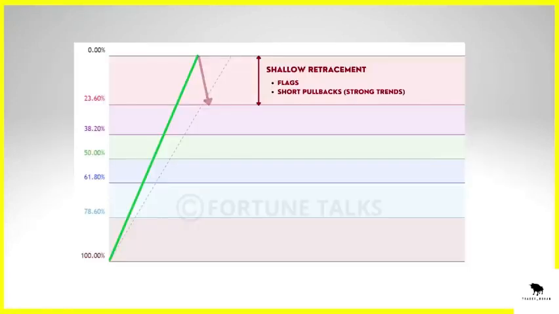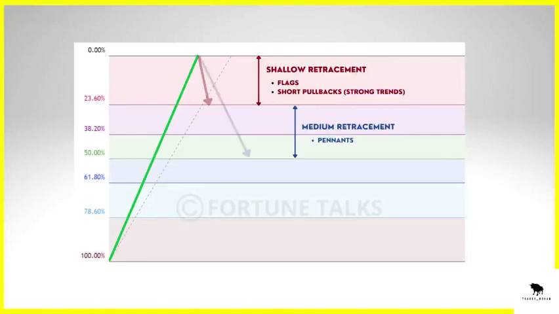Now, based on the depth of the levels, we can consider a 23.6% retracement to be relatively shallow. Such retracements would be appropriate for flag patterns or short pullbacks. Short pullbacks usually happen in strong trends where the corrective moves are very limited compared to the impulse move.